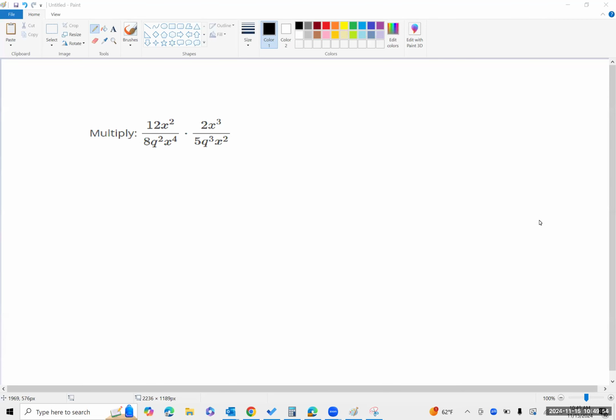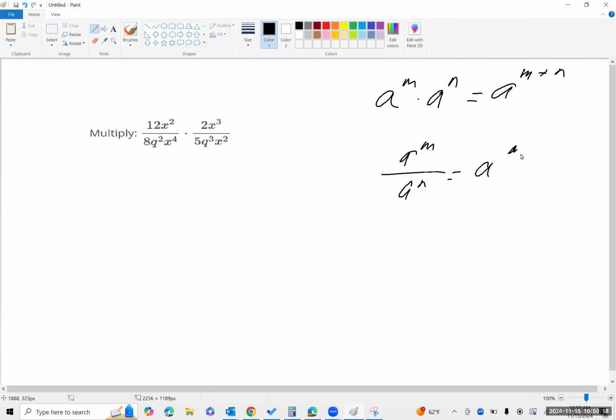All right, so we're gonna multiply, and the rules that we need to know are a to the m times a to the n. This is the product rule for exponents. That's a to the m plus n. And then we also need to know the quotient rule. So this is a to the m minus n.